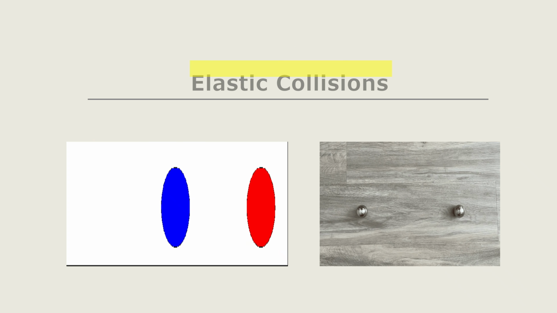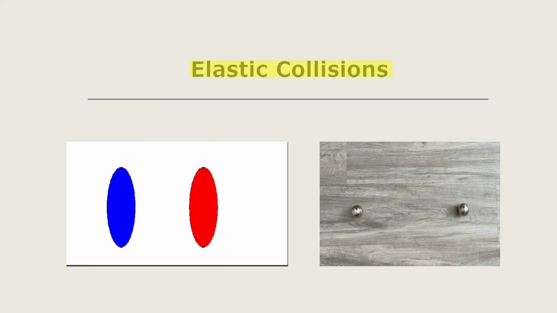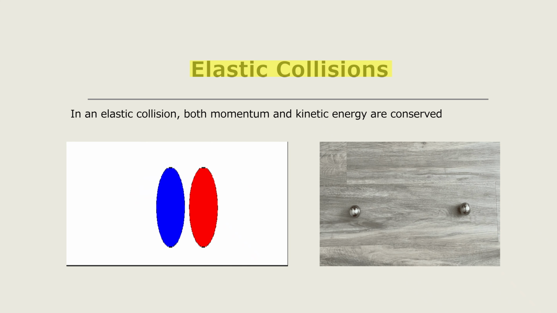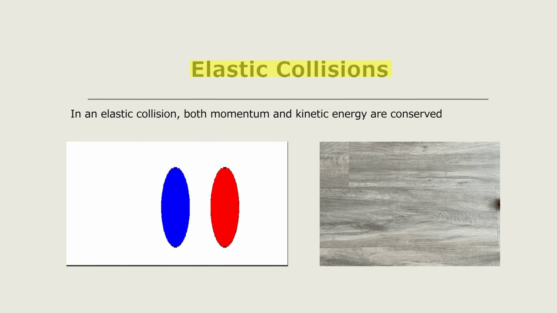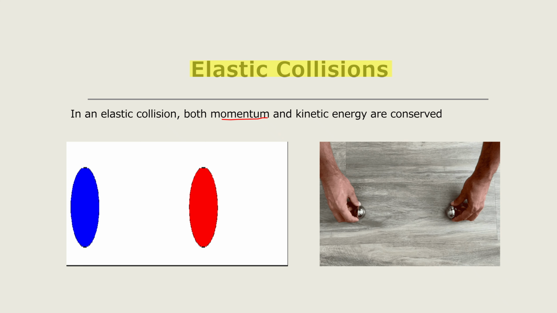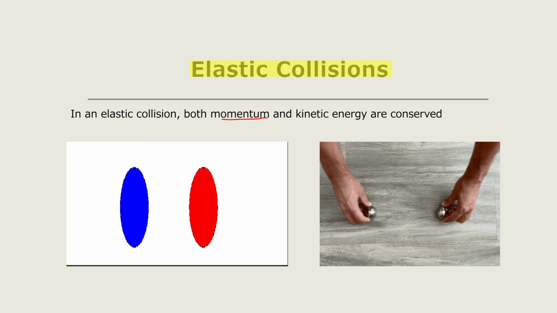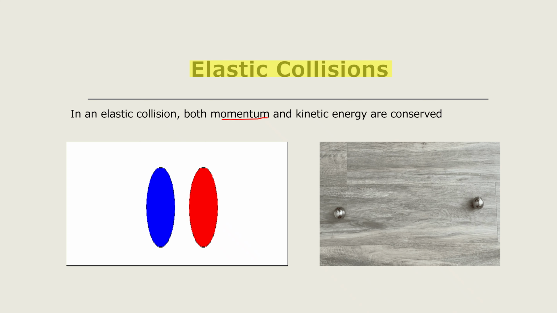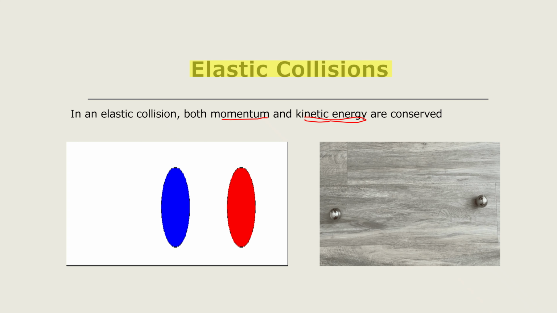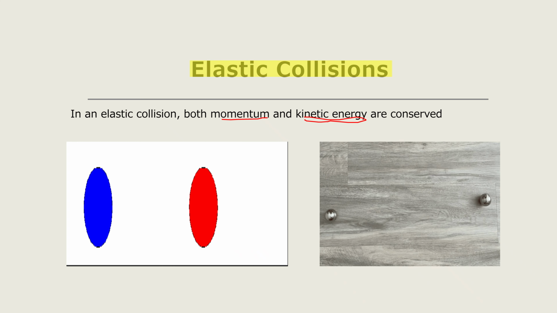So, what is an elastic collision? An elastic collision is a type of collision in which both momentum and energy are conserved, which means that whatever momentum you have before the collision, after the collision the momentum must be the same. And whatever total energy they possess before the collision must be the same after the collision.